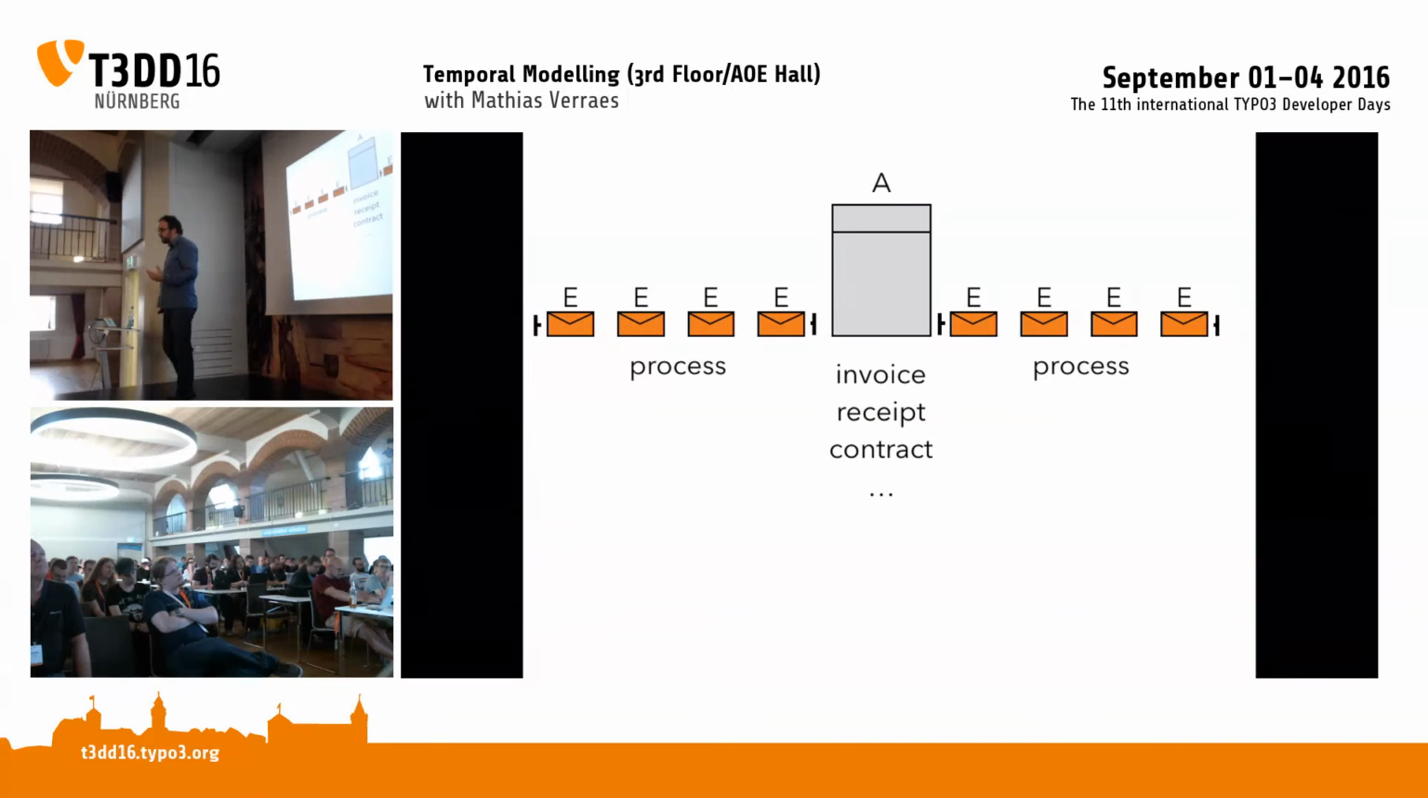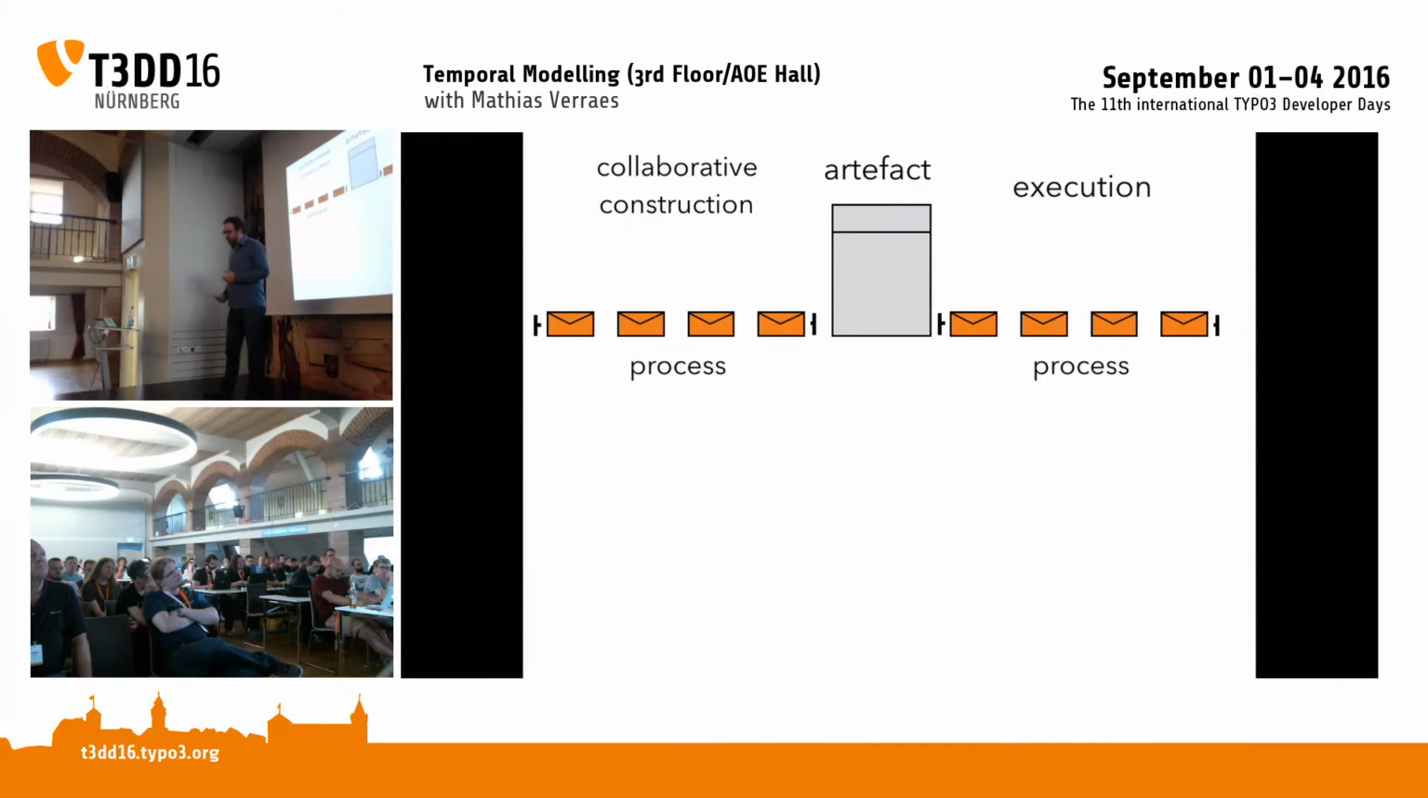Could be a receipt in a warehouse, could be a contract. So we call these two phases collaborative construction, or planning, you will sometimes hear, and execution. So it's collaborative construction. Maybe it's not really collaborative and it's just one person, but very often they are complex things where different people are building the invoice together.